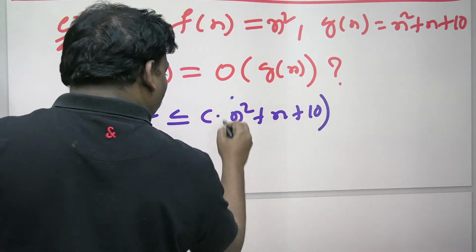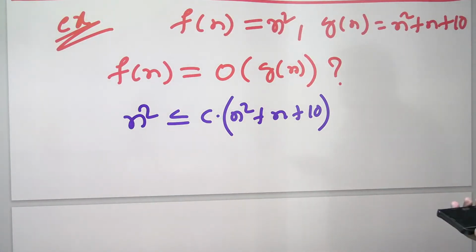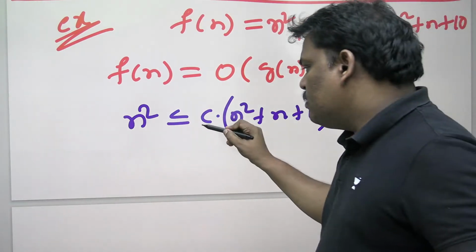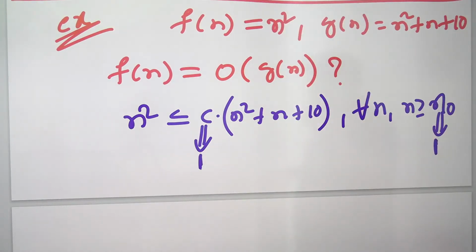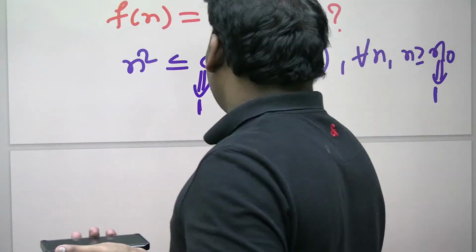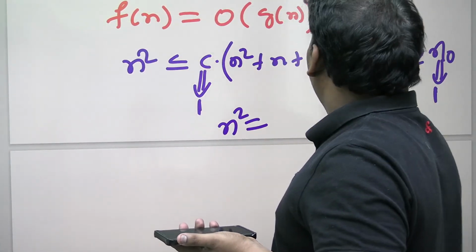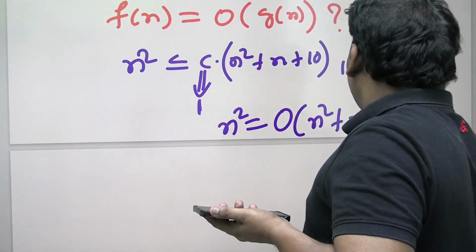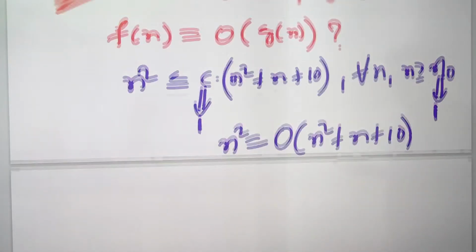To be frank, left or right, which is bigger? Right is already bigger, and you also want to prove right is bigger, so nothing special. Take the C value 1, and from 1 onwards it will work. Conclusion: n square is big O of n square plus n plus 10. Be careful, because I am able to complete the definition.